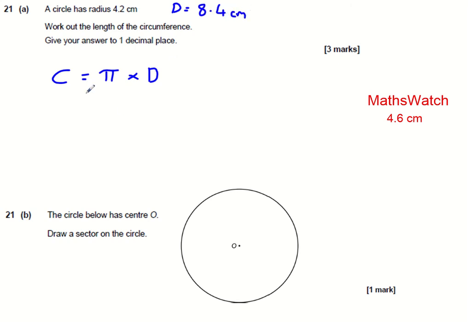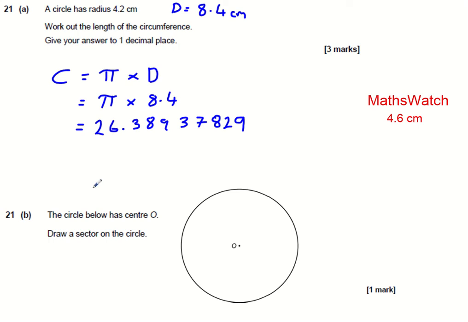So we're just using a calculator now to work out the answer to pi multiplied by 8.4, and that will give us 26.38937829. Always write down the full answer first and then round it to its given degree of accuracy.